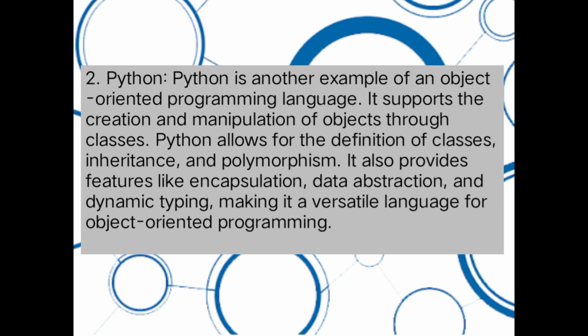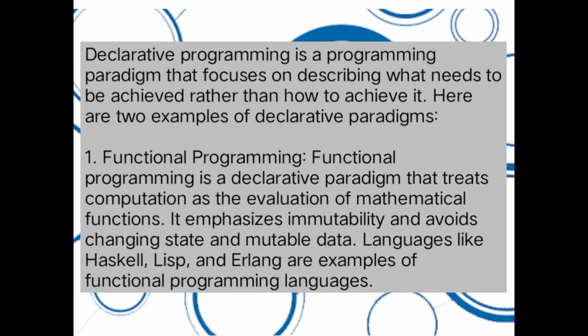Python is another example of an object-oriented programming language. It supports the creation and manipulation of objects through classes. Python allows for the definition of classes, inheritance, and polymorphism. It also provides features like encapsulation, data abstraction, and dynamic typing, making it a versatile language for object-oriented programming.